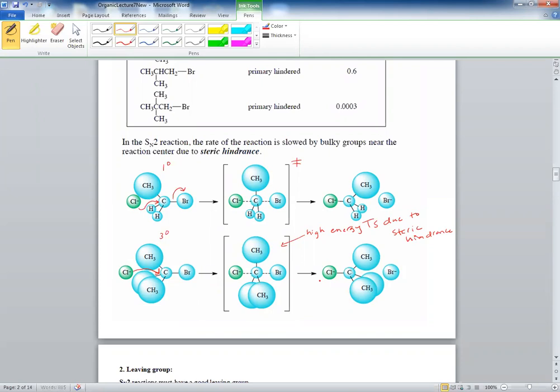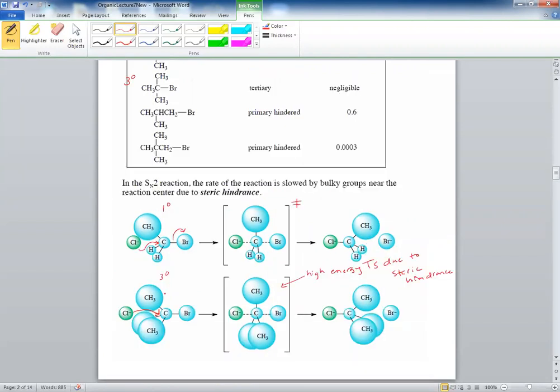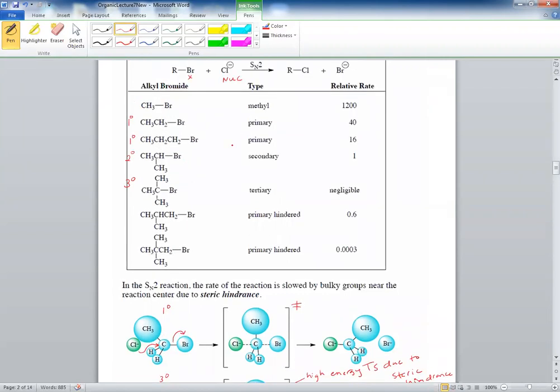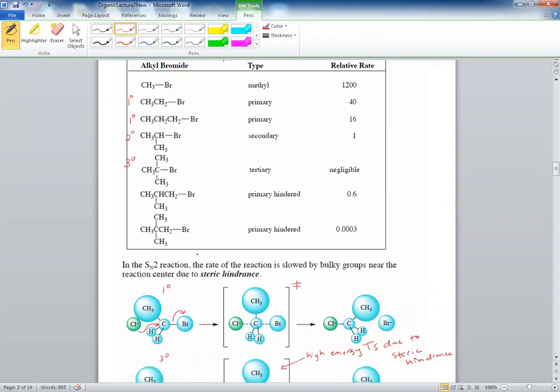But just think of it that, again, it's very difficult for this Cl to get in between and attack because, again, there's a very high transition state occurring. Remember, the higher the transition state, the slower the reaction. So that's what explains why SN2 prefers reactions with less sterically hindered, especially methyl and primary alkyl halides.